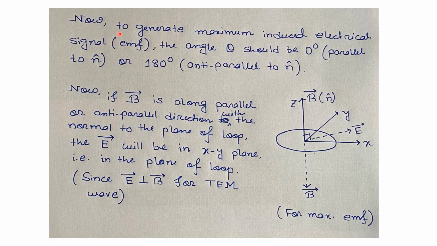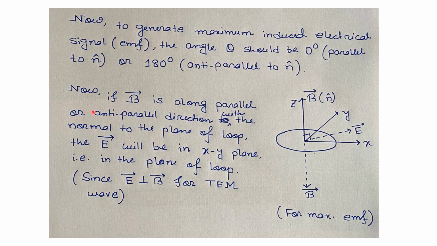Now if we look at the expression for the induced EMF generated by the EM wave on a loop, then we can see to generate the maximum induced electrical signal, that is EMF, the angle theta should be 0 degree. That means the magnetic field should be parallel to the n cap, or 180 degree, that is the magnetic field is anti-parallel to the n cap, so that the magnitude of the induced EMF will be maximized. Then in that case cos theta will be either 1 or -1.